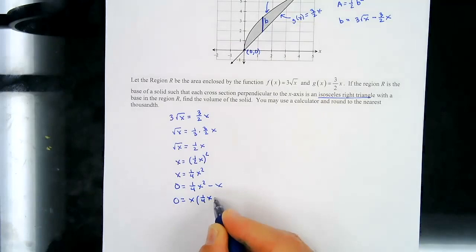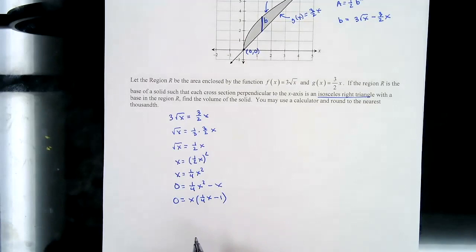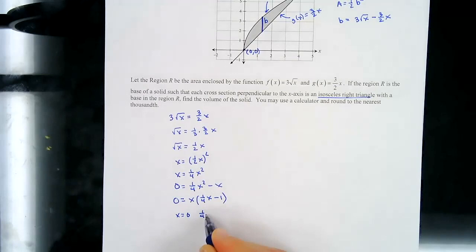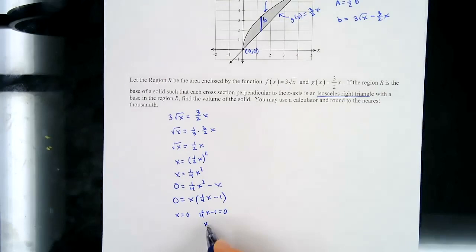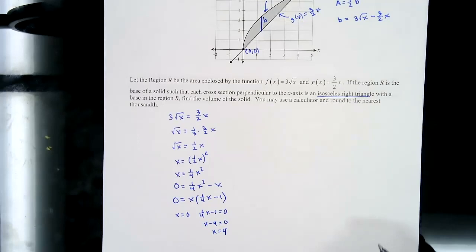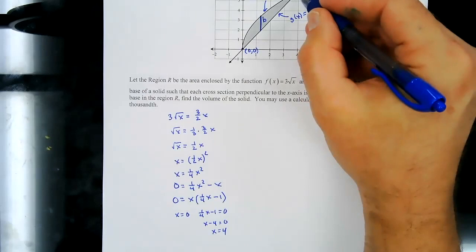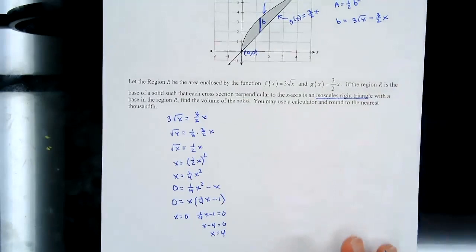And then the next thing you could do, and this isn't the only way, is we could say x is equal to 0, or 1/4 x minus 1 is equal to 0. Here we could multiply both sides by 4, and we would get x minus 4 equals 0. So x equals 4. The square root of 4 is 2, so this point right here is 4, 6.